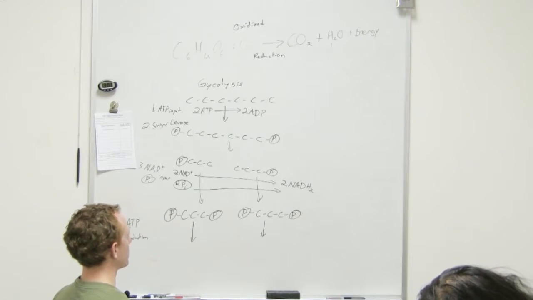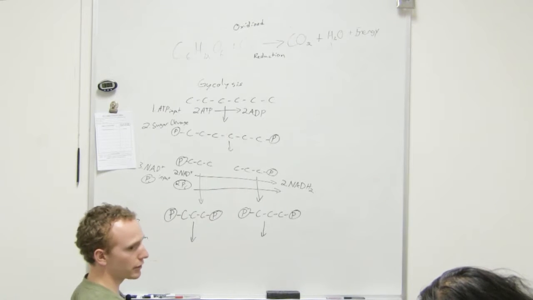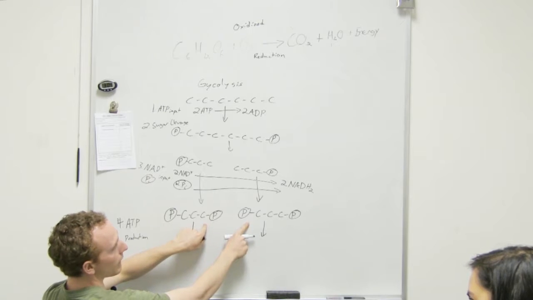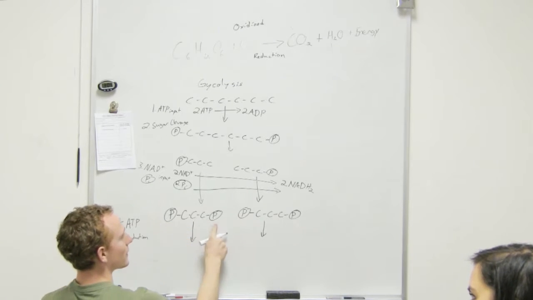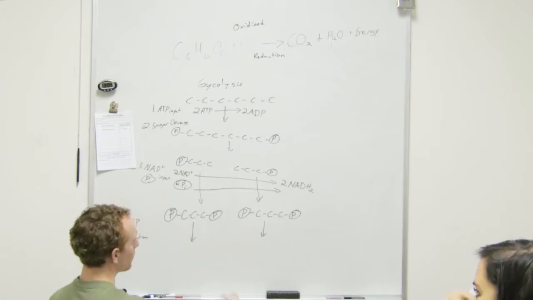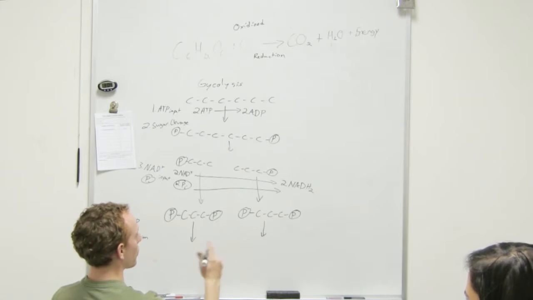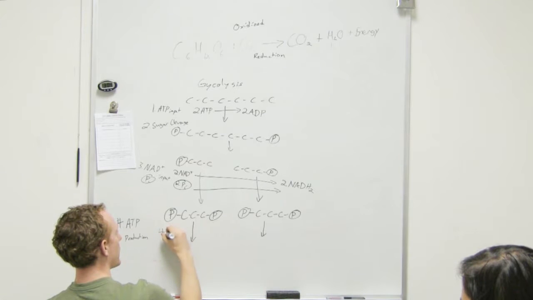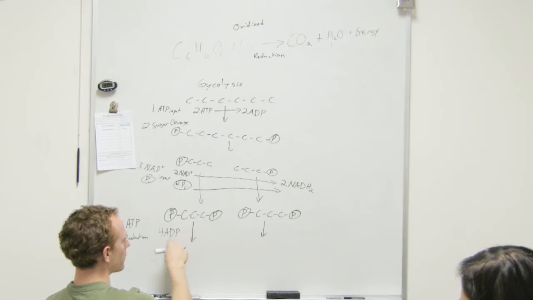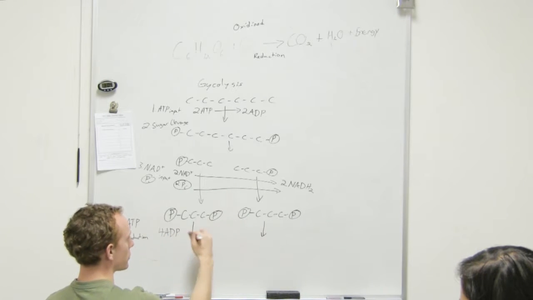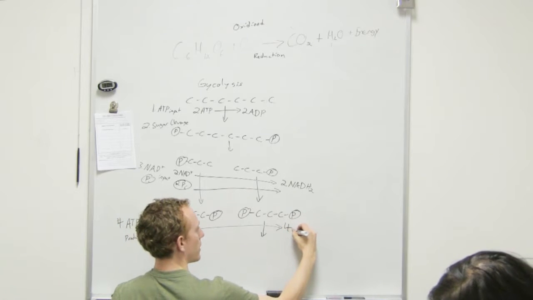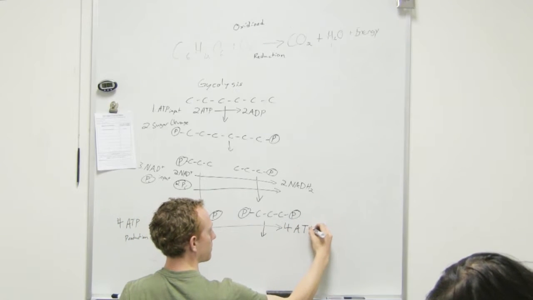ATP production. Okay. How many ATP do you think we can make off of these guys? Well, 4. Because that's what we learned in class, because there's 4 phosphates. Yeah, there's 4 phosphates, see? So we put in 4 ADP, or 2 ADP per each, and you get 4 ATP.